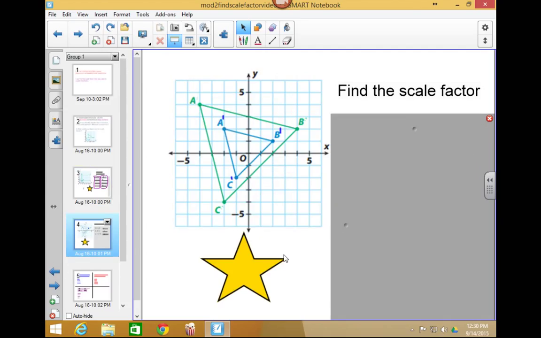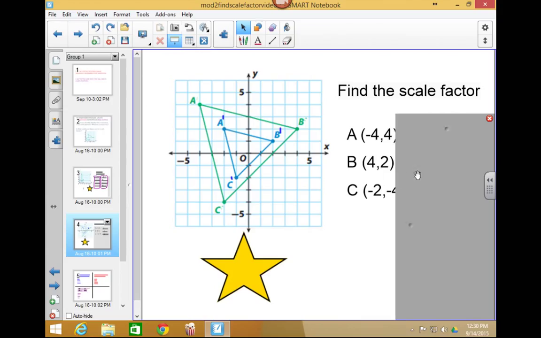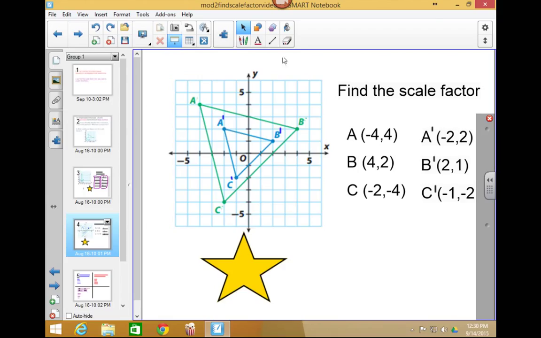In the second example, we want to find the scale factor, and again, we see that the image is clearly labeled. This time it's our blue figure, which means it was reduced. So my scale factor is going to be less than 1. The first thing I need is the coordinates of the original. Then I write down the coordinates of the image. Again, this helps me to say, does my figure get bigger or smaller?